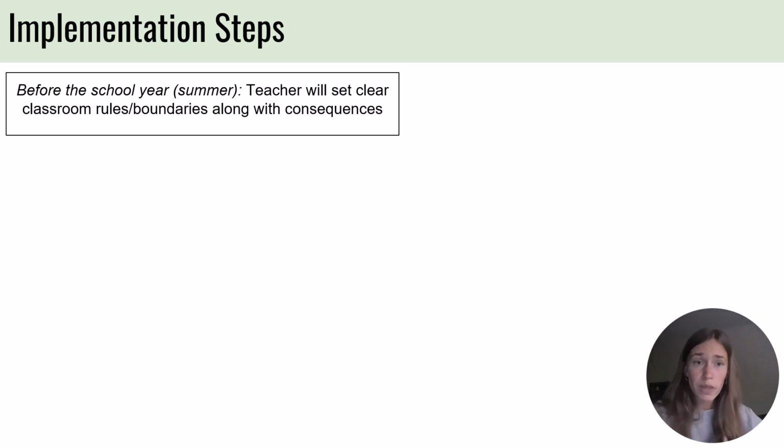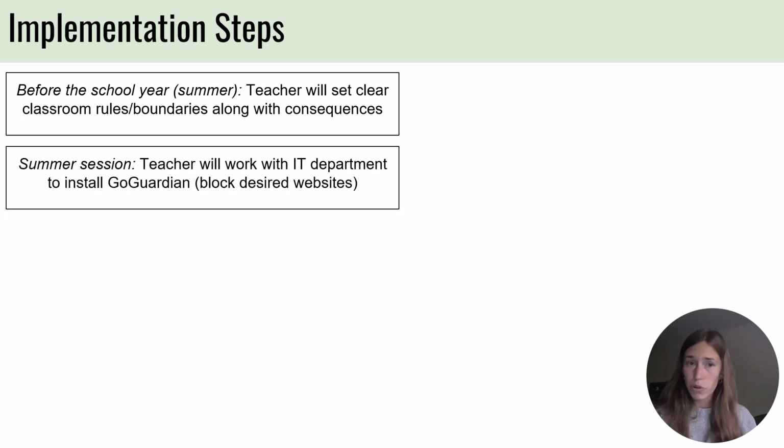So before anything even happens, the teacher needs to set the rules and consequences, and print it out. Summer session: teachers do come in for the first 2.5 weeks of summer, starting August 1st all the way to the first day of school. We call it professional development week. During that time, the teacher or whoever is teaching can work with the IT department to install GoGuardian and give them a list of desired websites to block.